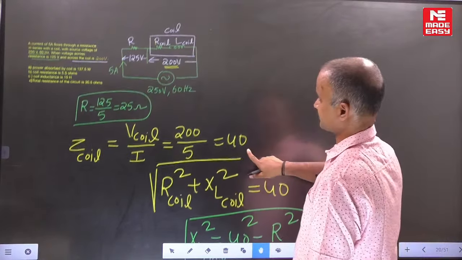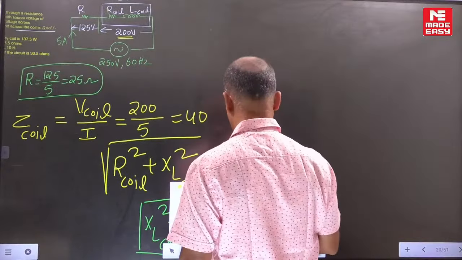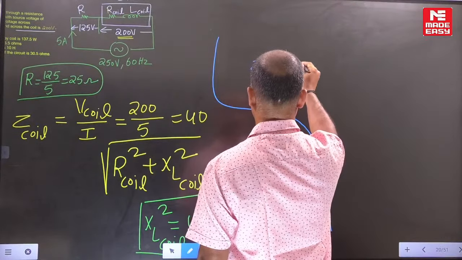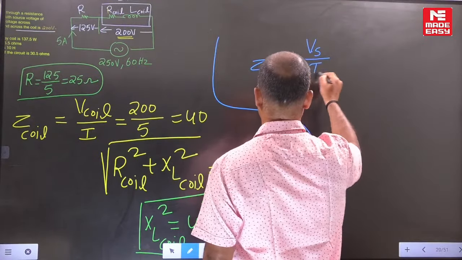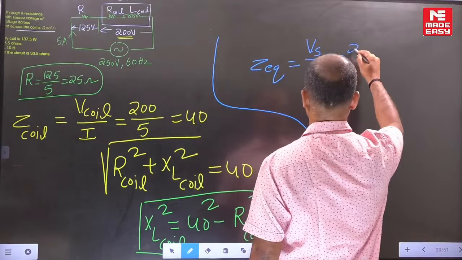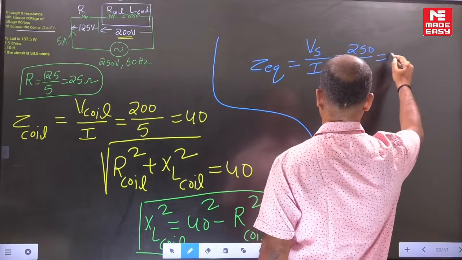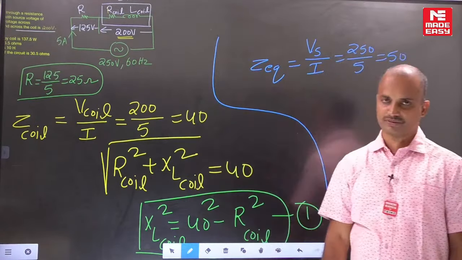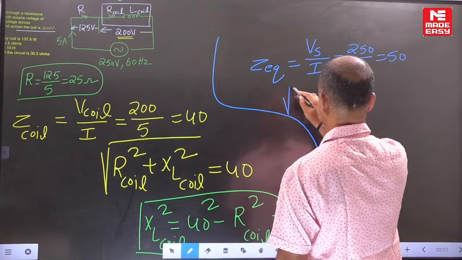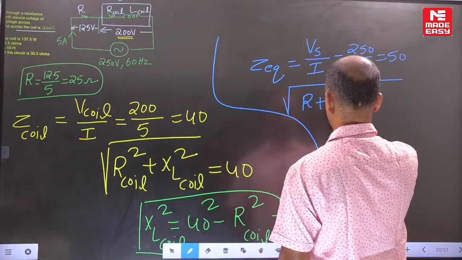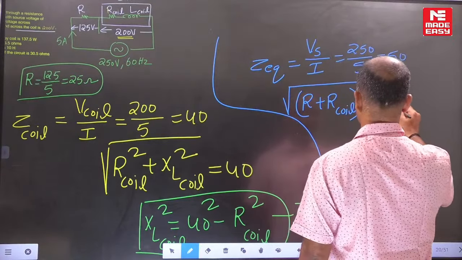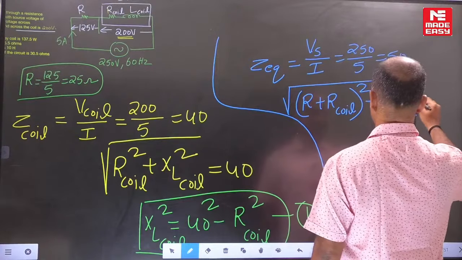Okay. Come to the next step. Next step is to find the total equivalent impedance. The total equivalent impedance we can write as source voltage by corresponding current. The source voltage is given as 250, and the corresponding current is 5. Then the equivalent impedance is 50. Again, for this equivalent impedance, we can write the expansion as root of (R plus resistance of the coil) whole square plus XL square, equal to 50.